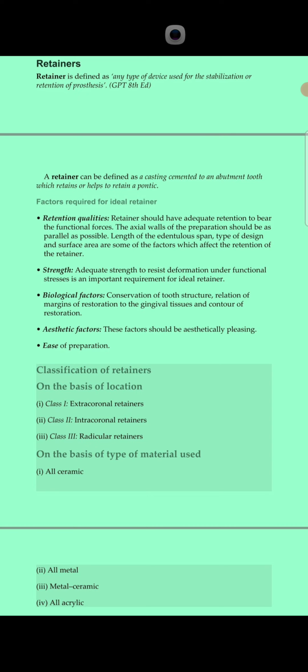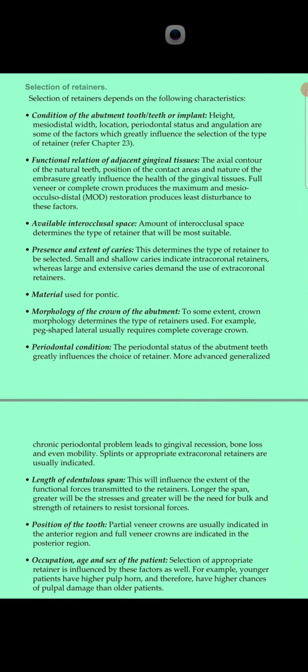Next, classification on the basis of type of material used. Meaning in making the retainer, which type of material we use. There are four types. All ceramic, meaning everything is made of ceramic. Second is all metal, meaning everything is made of metal. Next is all acrylic, everything is made of acrylic. Fourth is metal acrylic, a combination of metal and acrylic.